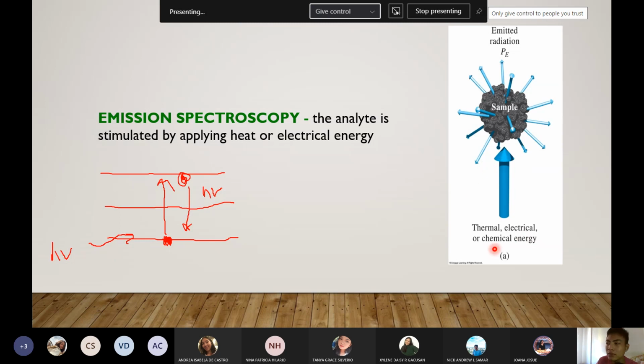The energy can be added by heat or by electrical energy. When you heat it or increase the electric current, the electron becomes excited. Then, of course, anything that is excited will also relax. When the atom relaxes, that is when it emits color, its characteristic wavelength. Depending on the intensity of the color it emits, you can quantify your sample.